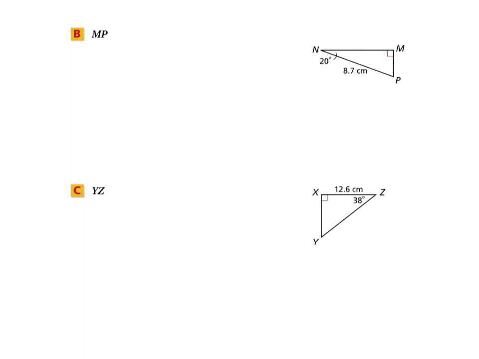Here are two more examples. Find the length of MP. I'm going to put an X on MP. I'm going to look at the 20 degrees, and I want to do 20. I have opposite side over hypotenuse. Opposite over hypotenuse is sine. So sine of 20 degrees is going to give me the opposite side, which is x, divided by 8.7.